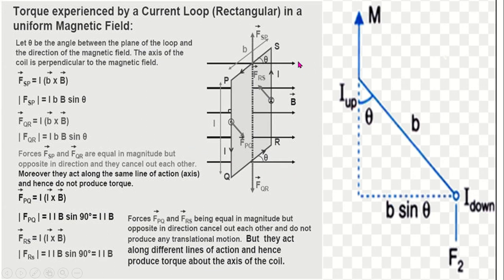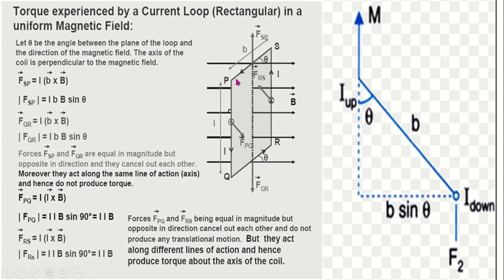So let's explain that. Here, let theta be the angle between the plane of the loop and the direction of the magnetic field. The axis of the coil is perpendicular to the magnetic field. So here PQRS is a current carrying coil which is at an angle theta with the magnetic field. In the previous case, you have seen that at this arm and at this arm you didn't get any force, but here as there is angle theta, we will get some force at this point and at this point.